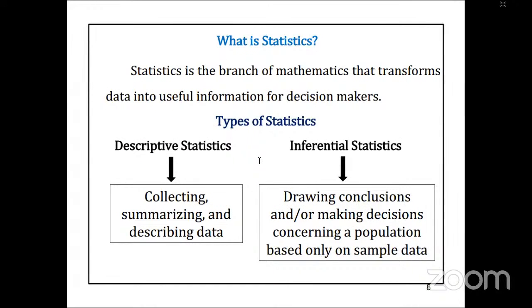So actually what is statistics? Statistics is a branch of mathematics that transforms data into useful information for decision makers. Most decisions, whether in industry, market research, social sciences or applied sciences, are to be made based on data, but for that we need some statistical tools. Statistics is divided into two parts, descriptive statistics and inferential statistics. Here our focus would not be only on descriptive statistics, but we are interested in drawing conclusions and making decisions based on the sample data.